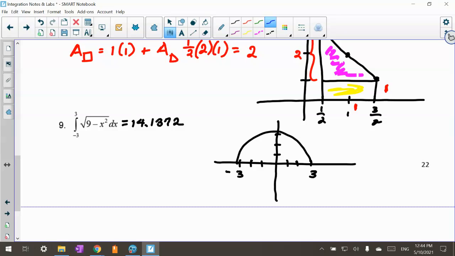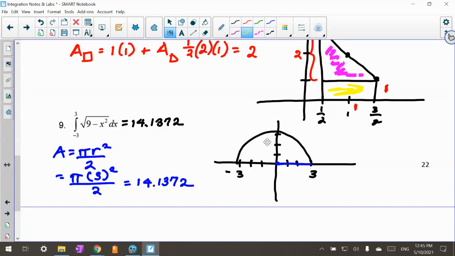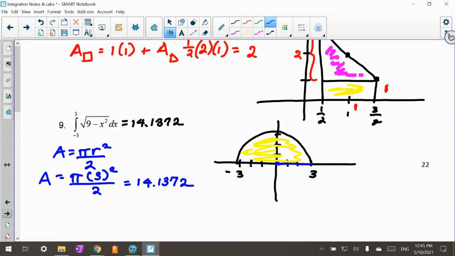So I want you to use shapes to do this. So if you look at it, this is a semicircle. So I know the area of a circle is pi r squared. So I'm going to do that and divide it by 2 because it's half a circle. Well, what's the radius? Well, the radius goes from here to here, so it's 3. So I'm going to do pi times 3 squared divided by 2. And when I do that, I get 14.1372. So that's cool because you're actually finding the area of the semicircle. So you're actually using the area formula of a circle. So that's fun.